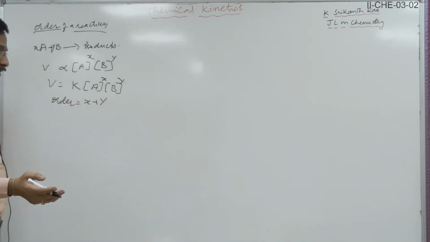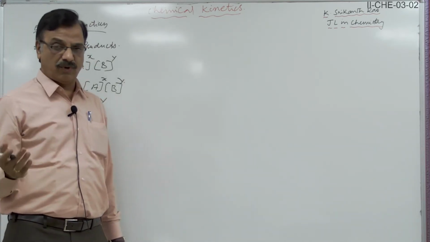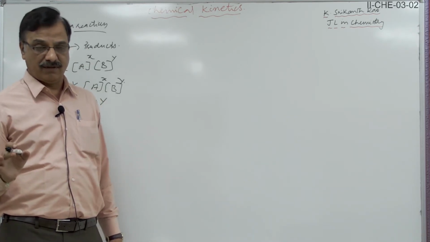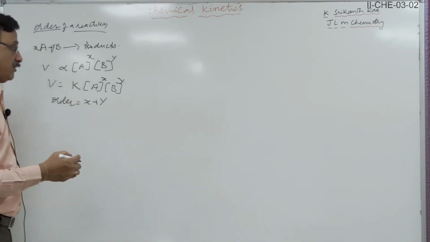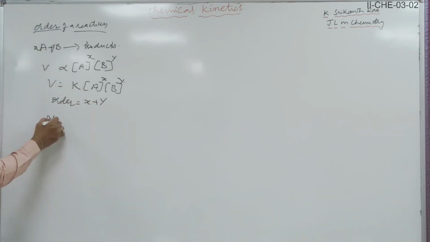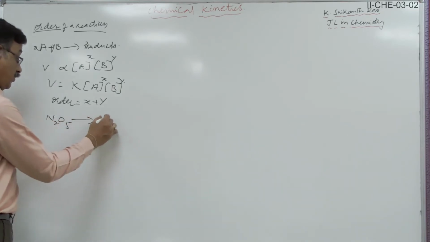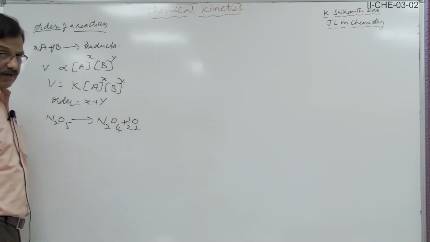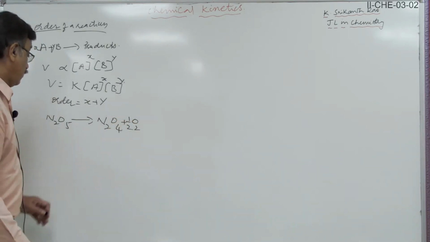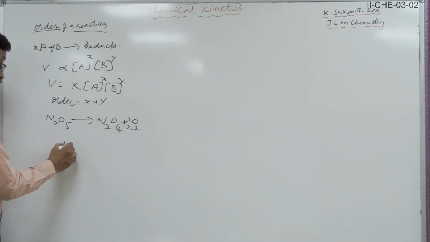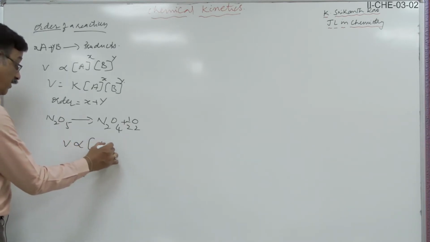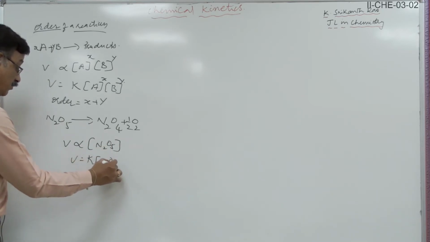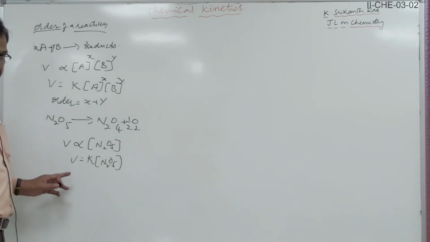There are a number of orders for a reaction. The order of a reaction can be 1, 2, 3, 0, or sometimes a fraction. Look at N2O5 changing to N2O4 plus half O2. Suppose this is the reaction. The rate V is proportional to [N2O5], so V equals K into [N2O5], which is nothing but a first order reaction.